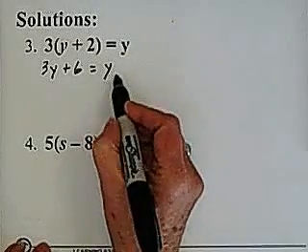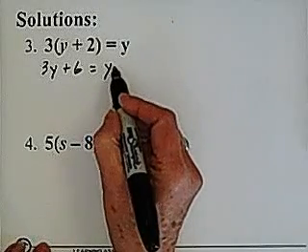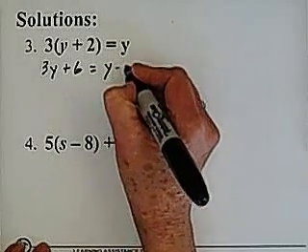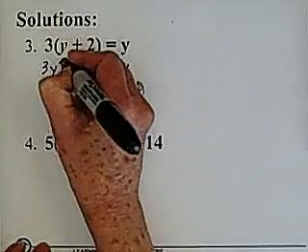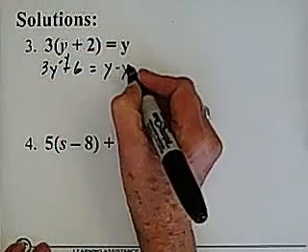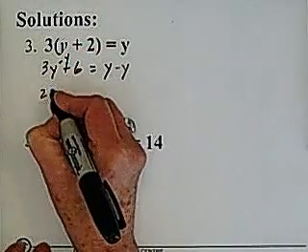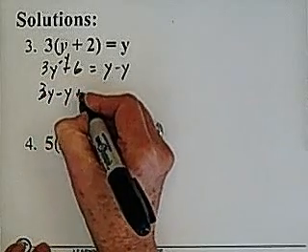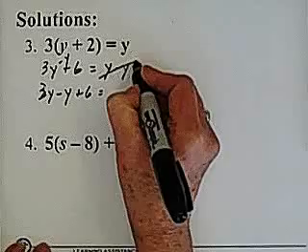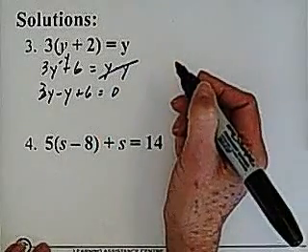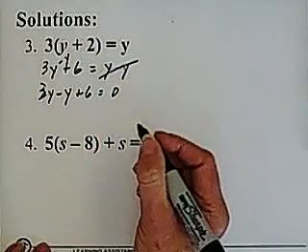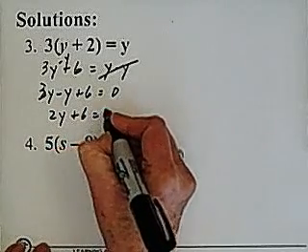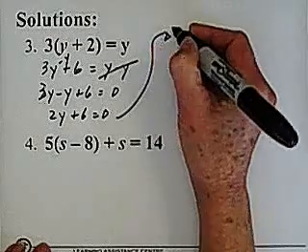Now I want to combine these y's, so I'm going to subtract y from the right side and subtract it from the left. I have 3y minus y plus 6 equals, these two cancel and give me 0. 3y minus y is 2y. I have 2y plus 6 equals 0.